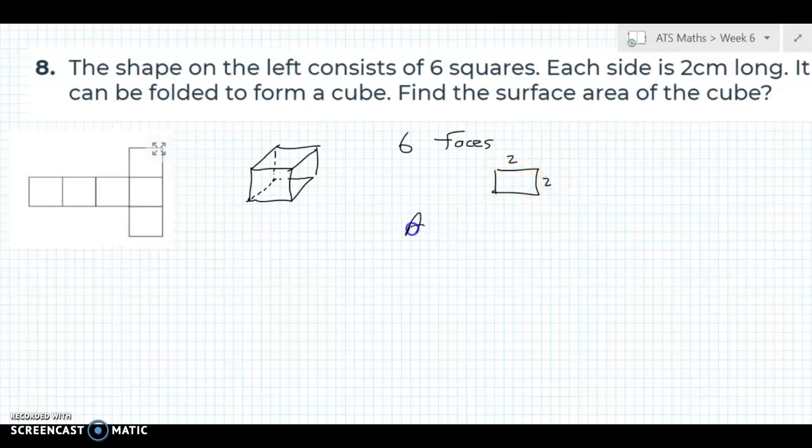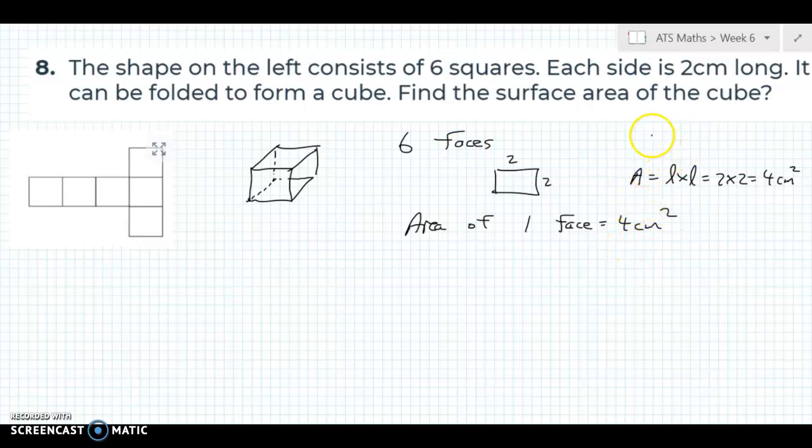So the area of one face: the area of a square is the length multiplied by the length, so that's 2 times 2, and that's 4 square centimeters. So the area of one face is 4 square centimeters.